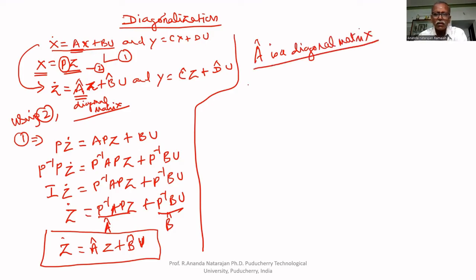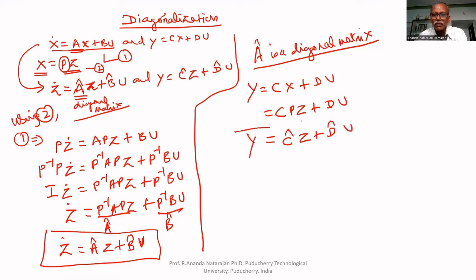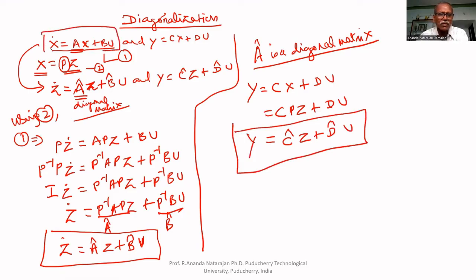The output equation is Y equal to Cx plus Du. X equal to Pz, therefore Cpz plus Du. This is equal to C cap Z plus D cap U, that is Y. Therefore, X dot equal to Ax plus Bu is transformed into Z dot equal to A cap Z plus B cap U and Y equal to C cap Z plus DU. Here A cap is a diagonal matrix.